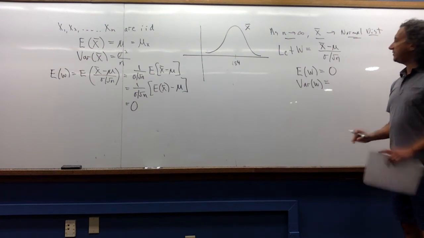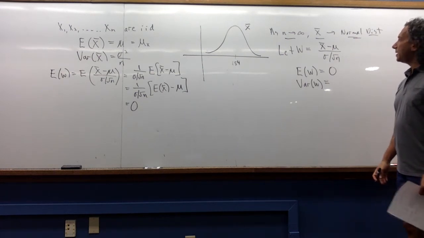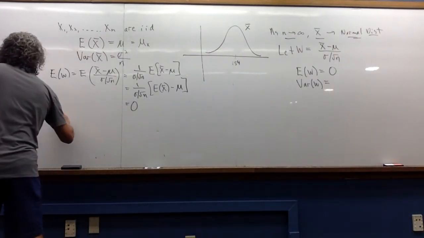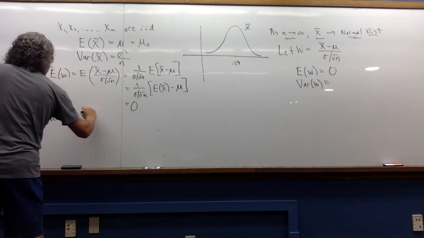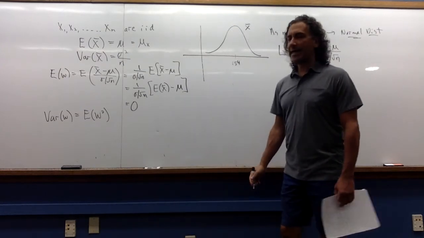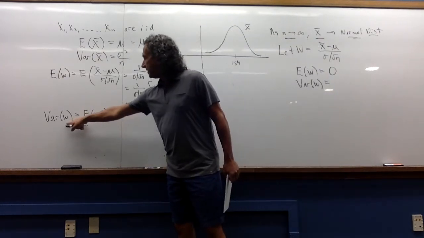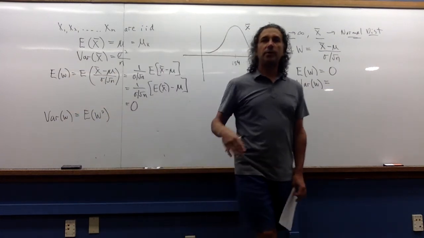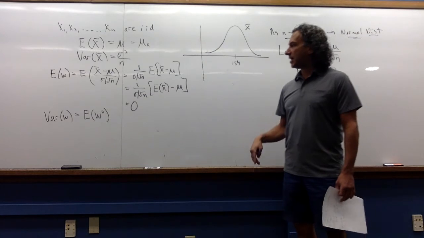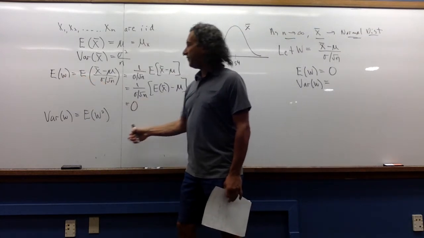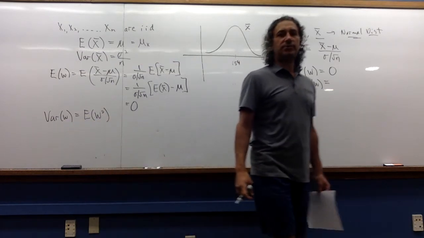Well, what about the variance of W? Let's see. The variance of W is just going to be the expected value of W squared. Why is that? Because the variance is the expected value of W squared minus the expected value of W, squared. Learned that a long time ago. But the expected value of W is just 0. So the variance simplifies to the expected value of W squared.